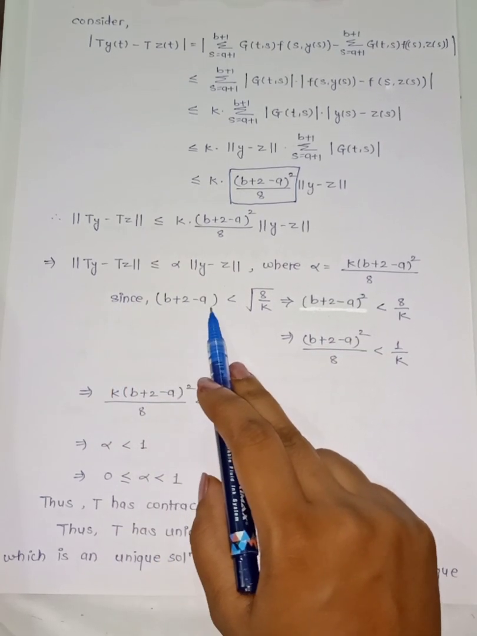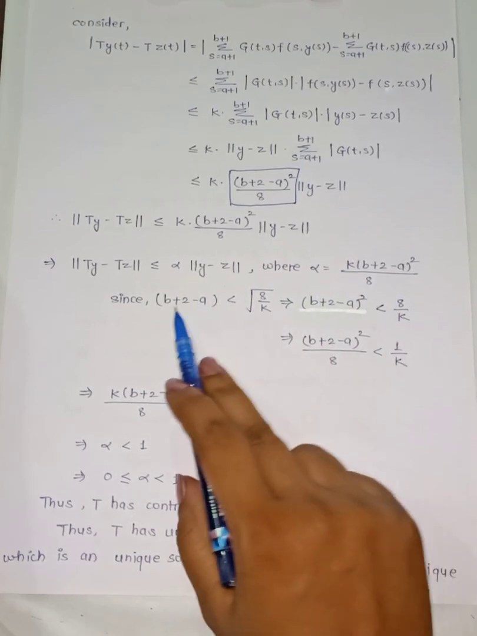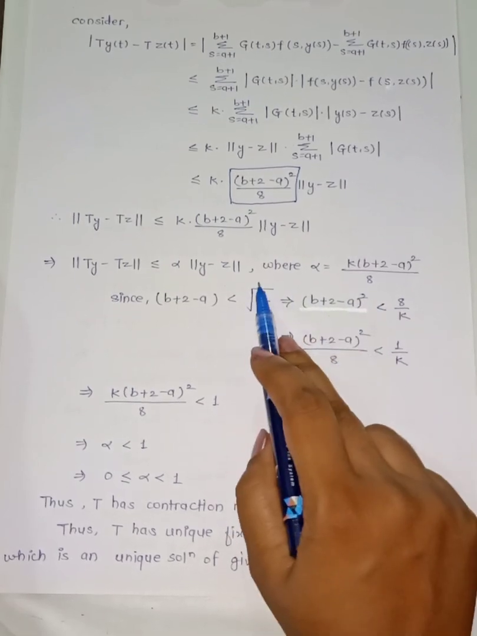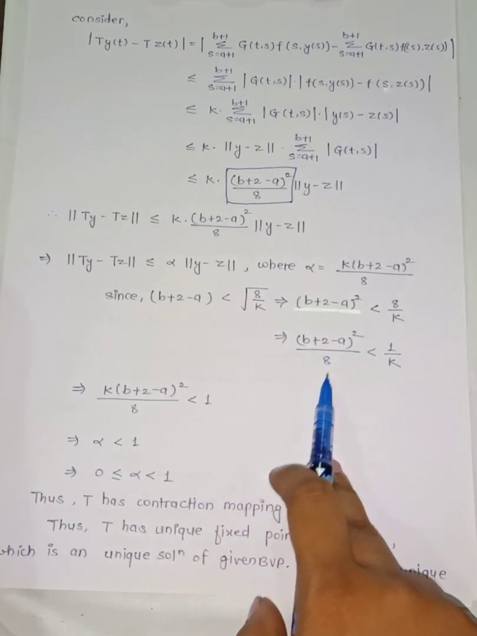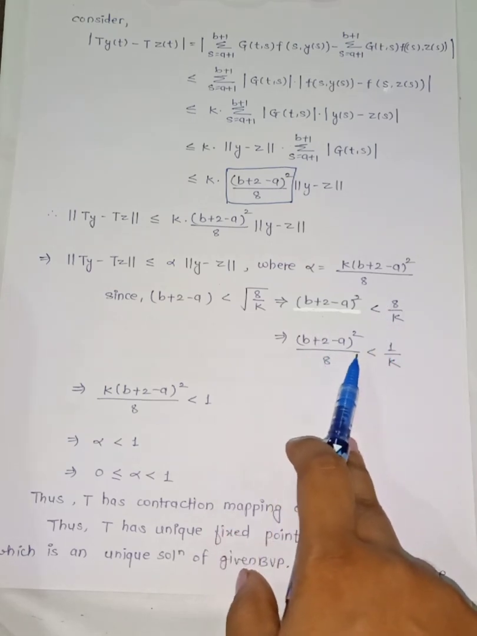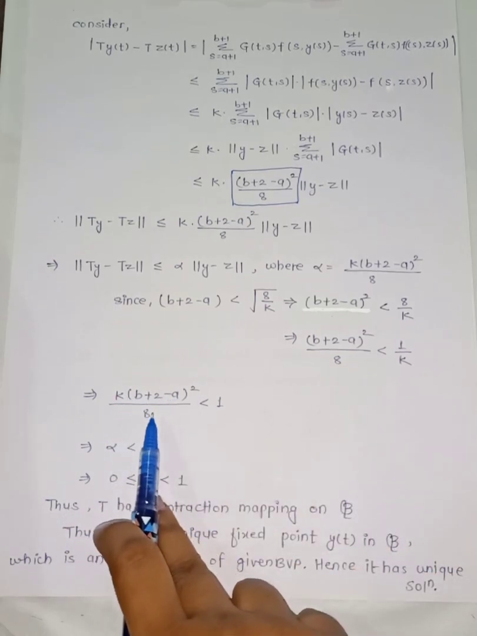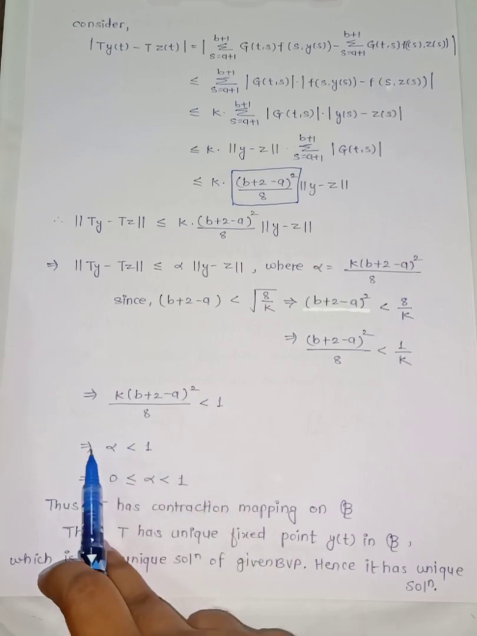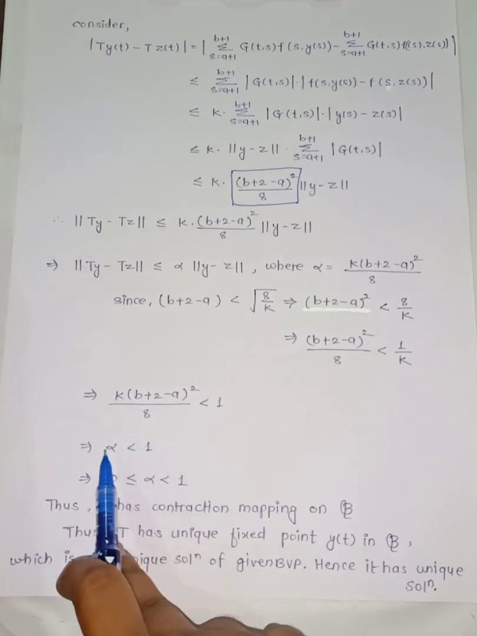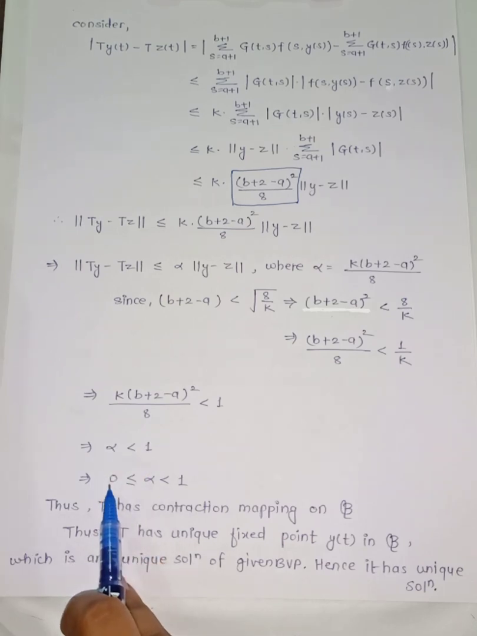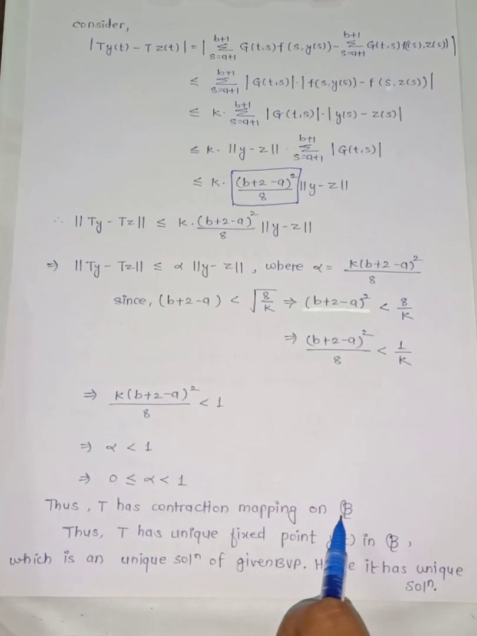Now since b plus 2 minus a is less than under root 8 by k, so that implies (b plus 2 minus a) square, या दोन्ही साईडला स्क्वेअर करायचा, (b plus 2 minus a) square less than, इथला अंडर रूट निघून गेला, so 8 by k. Then that implies (b plus 2 minus a) square upon 8, this 8 is shifted to here, then minus 1 by k, and that is equals to k (b plus 2 minus a) square upon 8, that is less than 1. Therefore implies alpha is less than 1 because this was the value of alpha. So alpha we have less than 1, that is 0 आणि 1च्या मध्ये अल्फा belong करेल. Thus T has a contraction mapping on script B.